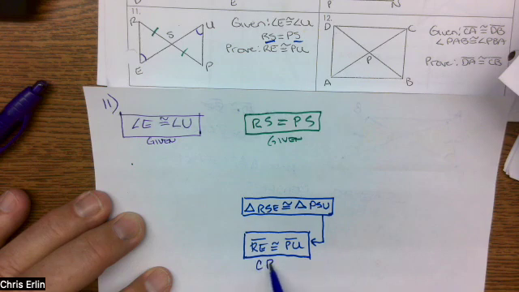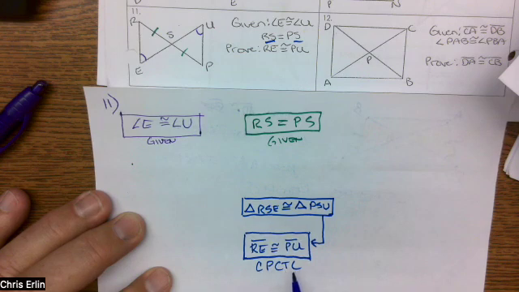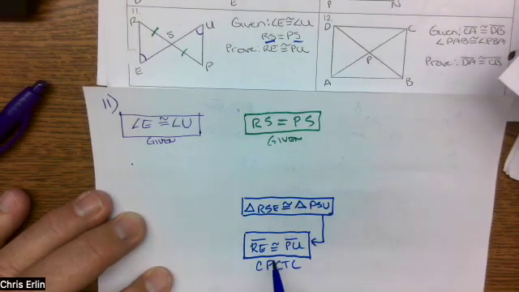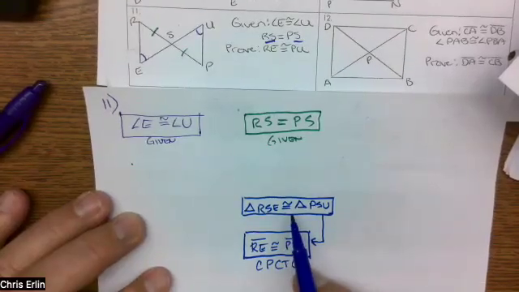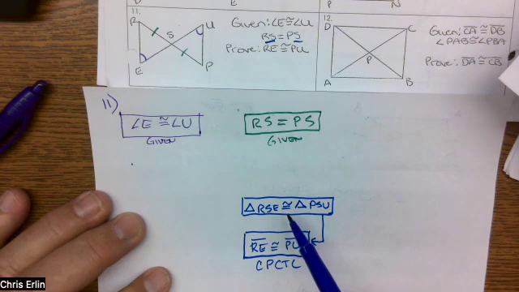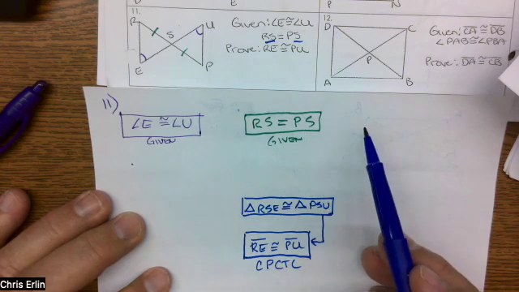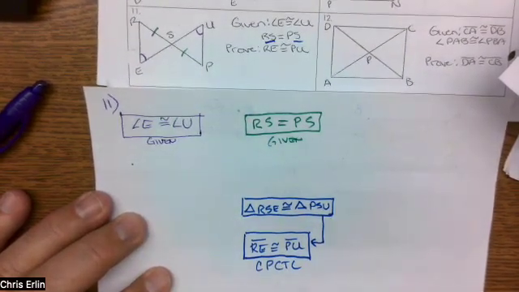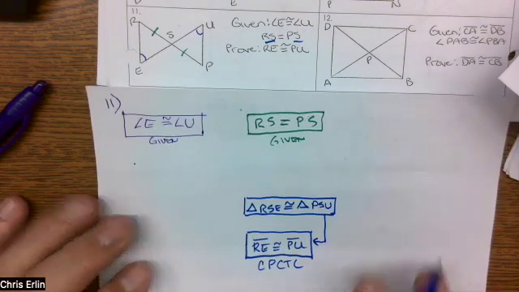Nice. CPCTC. Corresponding parts of congruent triangles are congruent. And what that says is once the triangles are congruent, you can claim that any matching parts are congruent. So that takes care of our last step, but we still have to justify these triangles are congruent. How many pieces do we need to prove triangles are congruent? 3. Do we have 3? No, we don't. So we need a third piece of information that's in this puzzle already that we just can't see yet. They didn't give it to us on a silver platter.